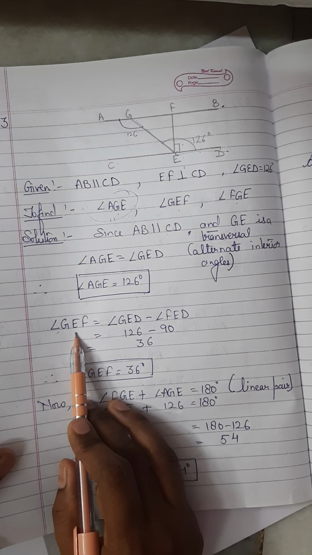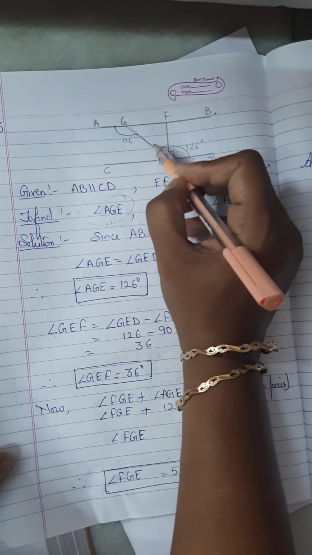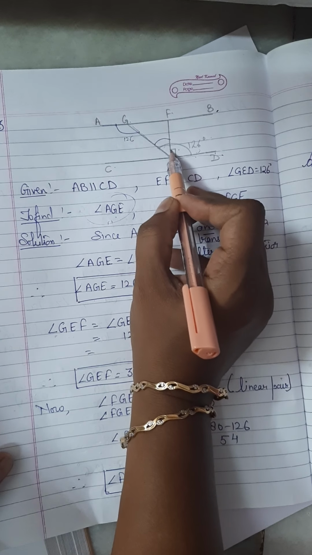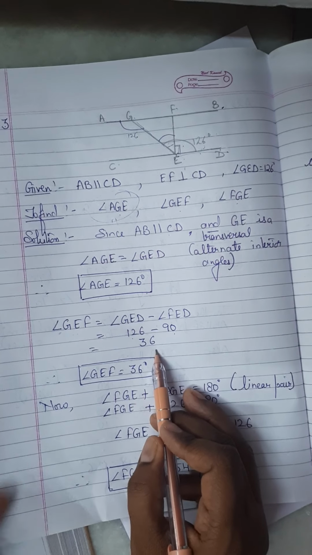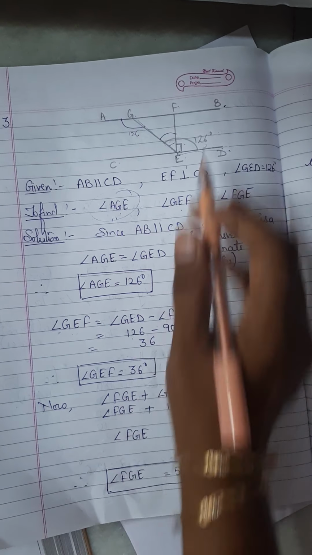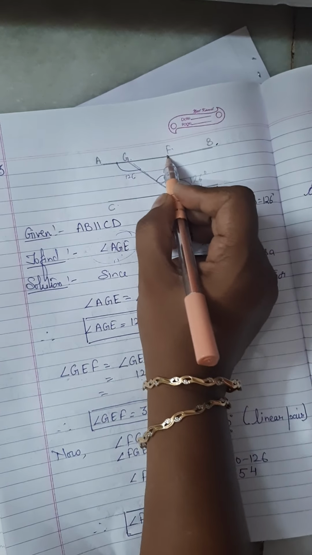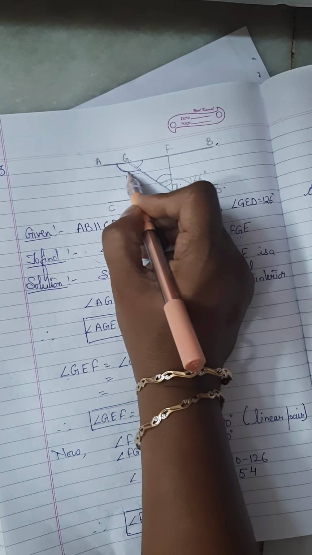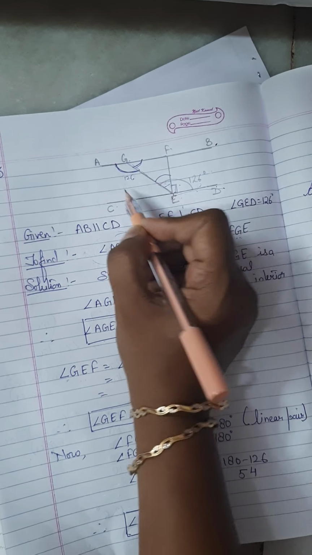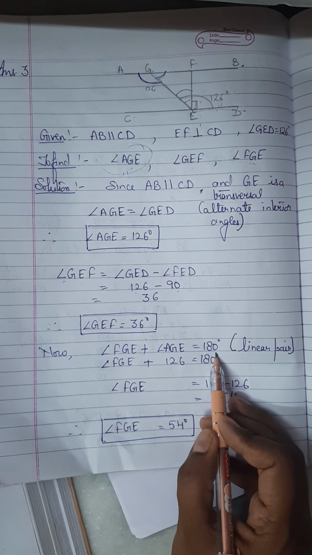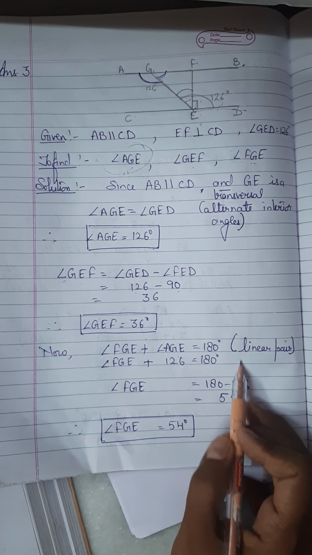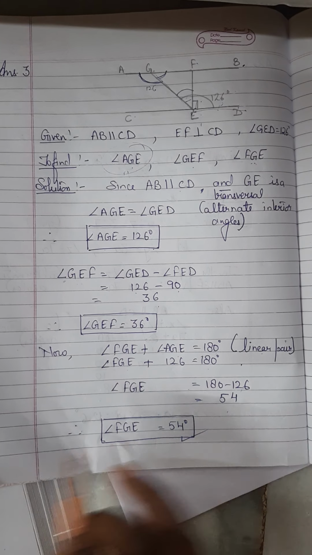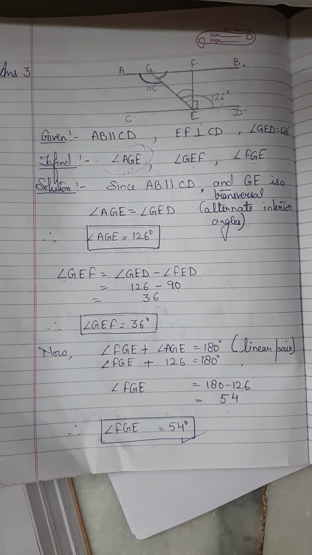Now move on to the next part. The question wants us to calculate GEF. I have already explained GEF. 126 minus 90 will give us this remaining portion. So 126 minus 90 is 36. Now the third part, the question wants us to calculate FGE. These two together are forming a linear pair, so their sum will be 180. So FGE plus AGE is 180, linear pair. FGE is 180 minus 126, on shifting, 54. So here we have got the third angle as well.